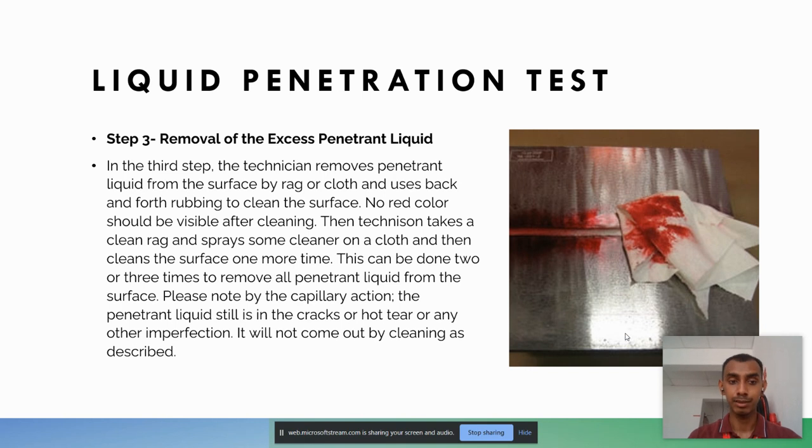Now, the third step is the removal of the excess penetrant liquid. In the third step, the technician removes penetrant liquid from the surface with a rag or cloth and uses back and forth rubbing to clean the surface. No red color should be visible after cleaning. Then the technician takes a clean rag and sprays some cleaner on the cloth and cleans the surface one more time. This can be done 2 or 3 times to remove all penetrant liquid from the surface.